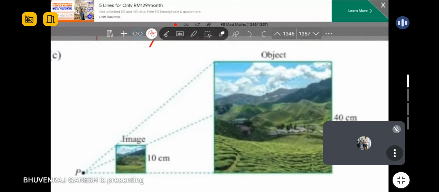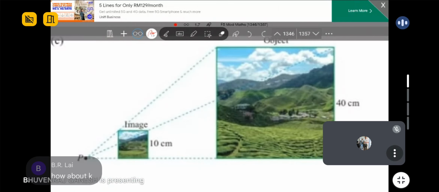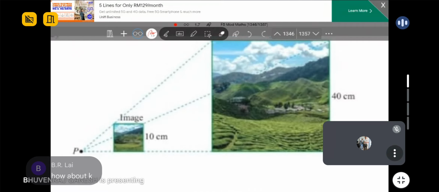So, yeah. Okay, guys. Can you try this? What is your scale factor? Faktor skala?